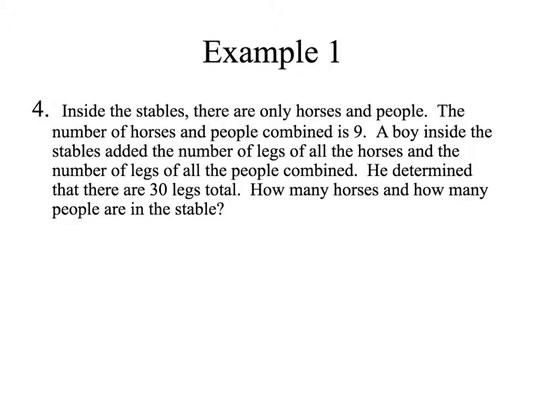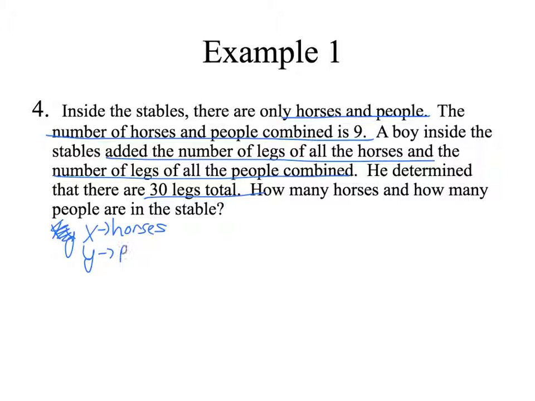Number 4, talking about the stables and the horses. So inside the stable, we only have horses and people. I'm underlining. The number of horses and people combined is 9. A boy added the legs of all the horses and the legs of all the people and got 30 legs total. How many horses? How many people? So I've underlined. Now I'm going to identify. x is going to be horses. y is going to be people.